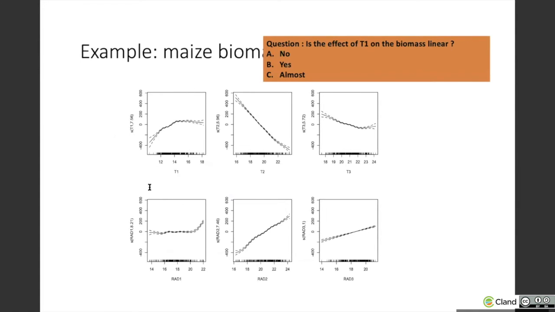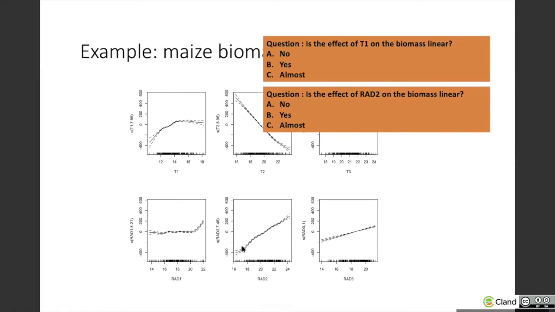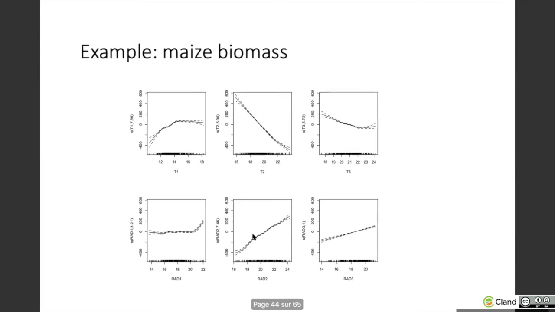So if you look at the first graphic here, clearly you can see that the response of biomass to T1 is not linear. First it increases, and then it reaches a kind of plateau after a temperature threshold of about 14 degrees Celsius. If you look at the effect of radiation during the second period of the growing season, you can see that the response of biomass to RAD2 is almost linear. So in fact, this kind of representation is very useful for exploring the shape of the response to different inputs, to reveal linear and non-linear relationships between output and input.